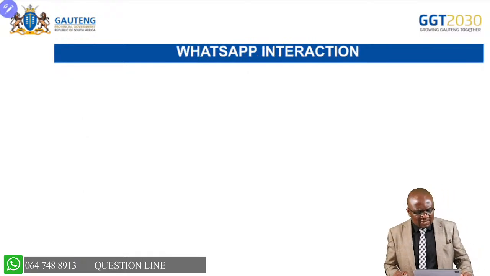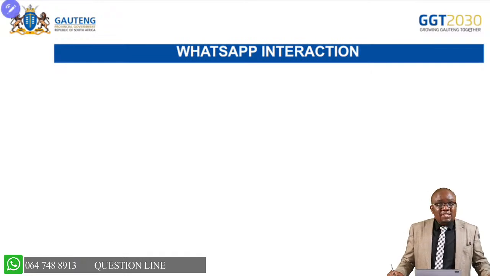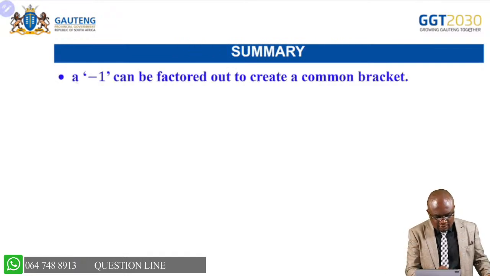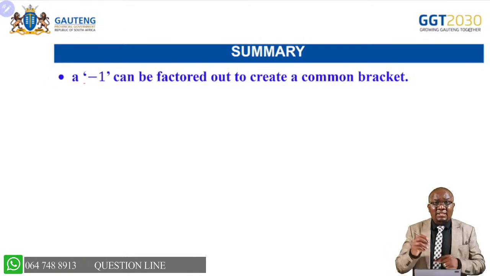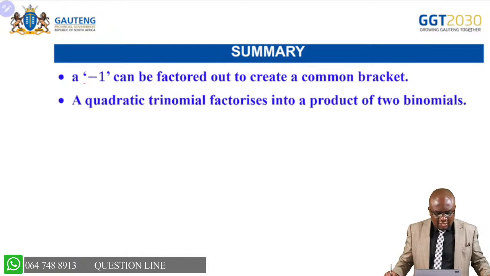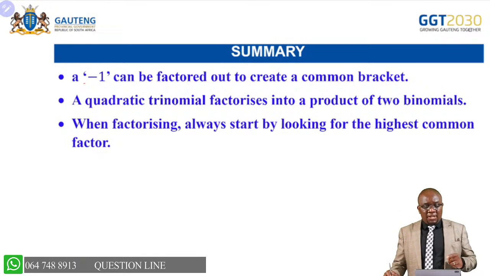Right, let's just summarize our lesson. We say that a negative 1 can be factored out to create a common bracket. Remember that? Okay, we talked about that. A quadratic trinomial factorizes into a product of two binomials. And then when factorizing, always start by looking for the highest common factor. Remember that, grade 10s. Okay? Right, remember that. I will take you to the slide for homework.